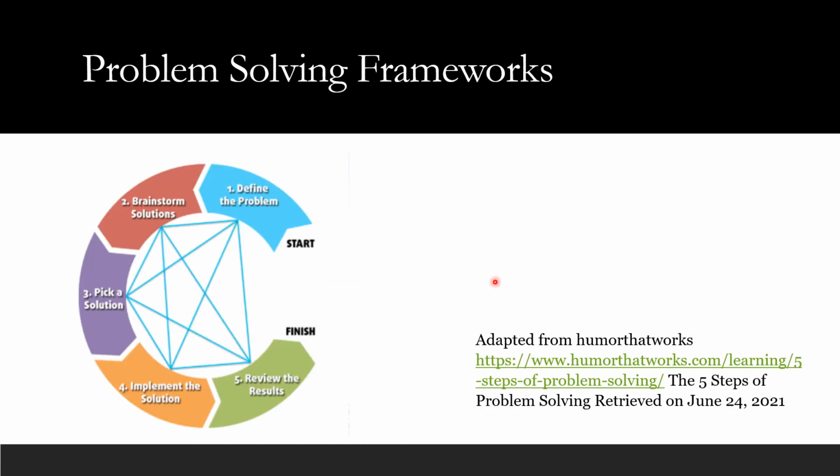Next is from Humor That Works. Problem-solving framework. It is also a cycle, or it can be interconnected with each other. So define the problem is connected to brainstorm, pick a solution, implement, review. Define the problem is the first step. Brainstorm solutions, pick a solution, implement, and review the result.